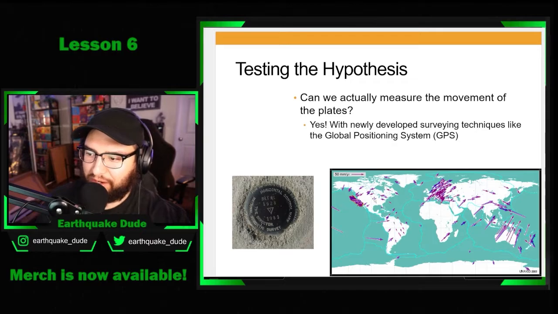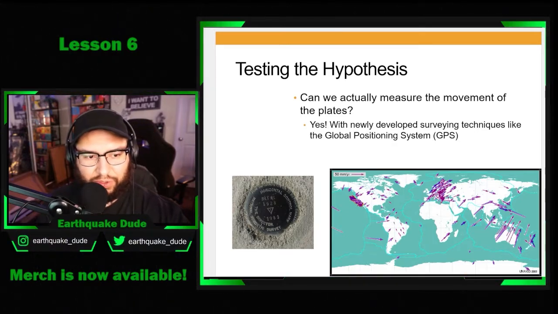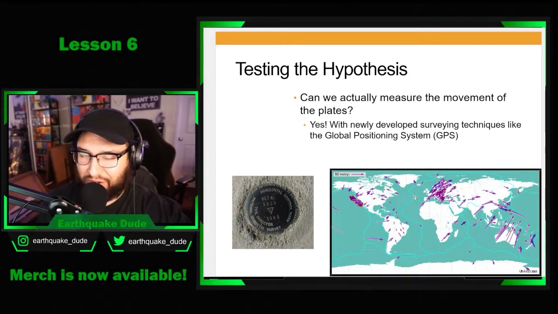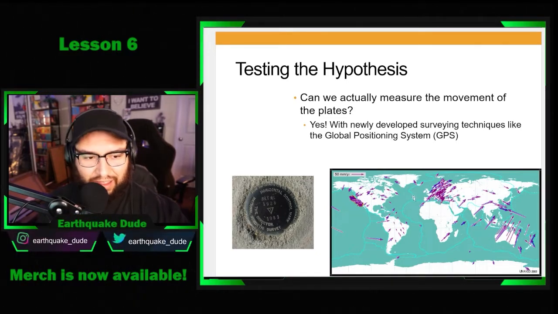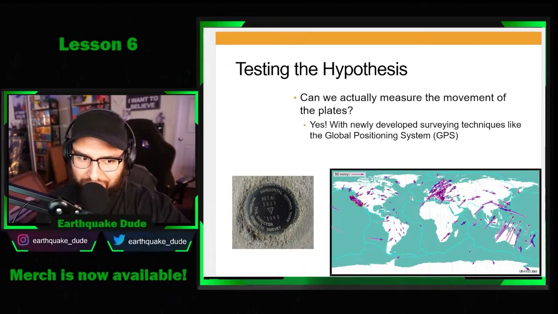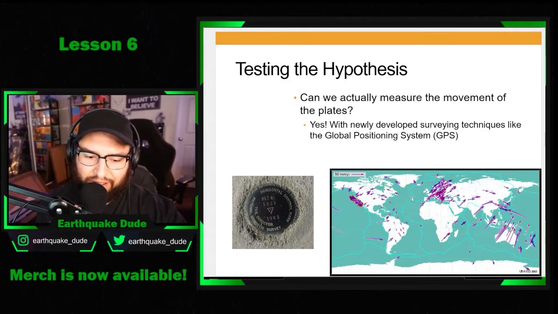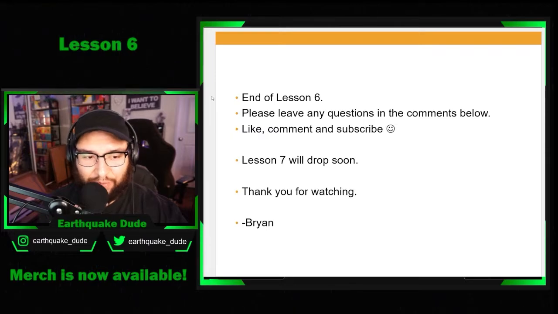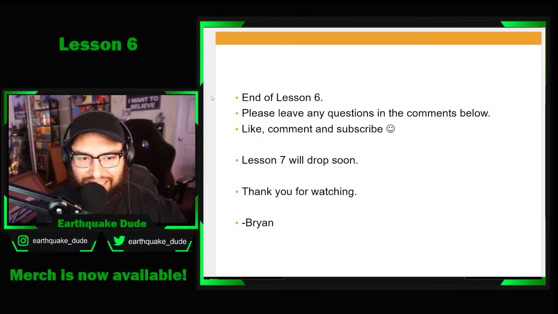On the map down here, you can see these vector arrows showing the direction in which plates move. So we can actually measure how fast these plates are moving. The faster the plate moves, the more earthquake activity it will have. Isn't that awesome? And with that, I end lesson 6.